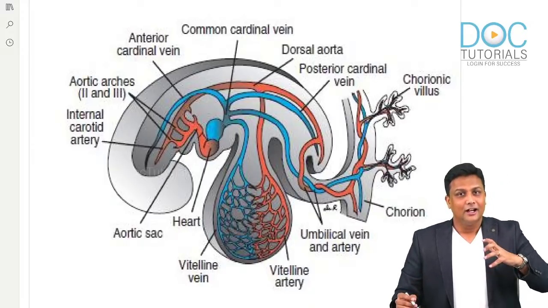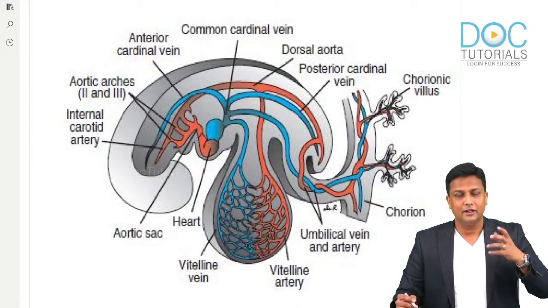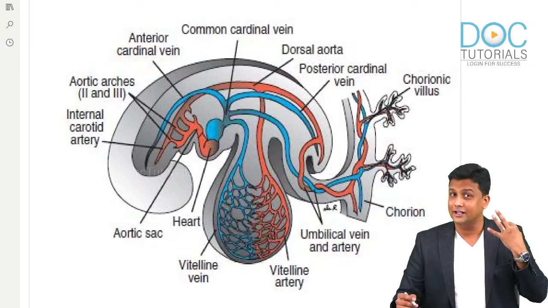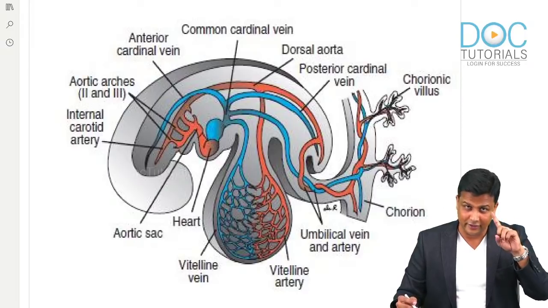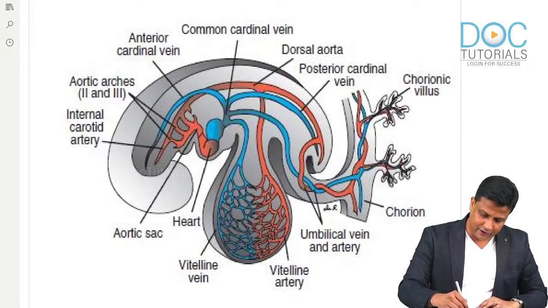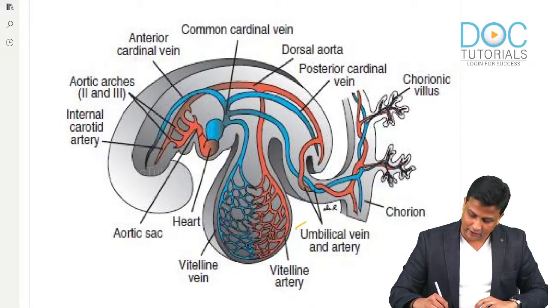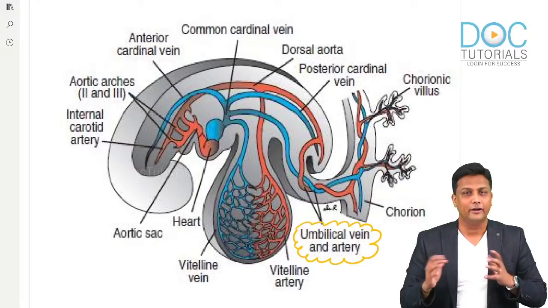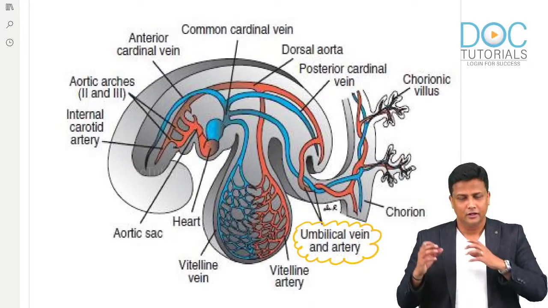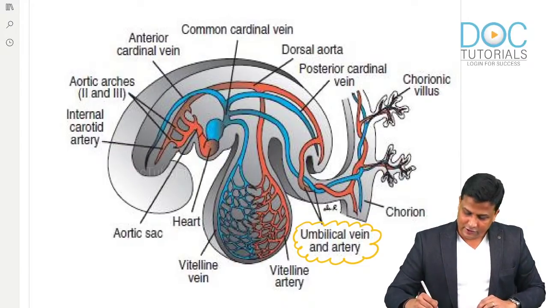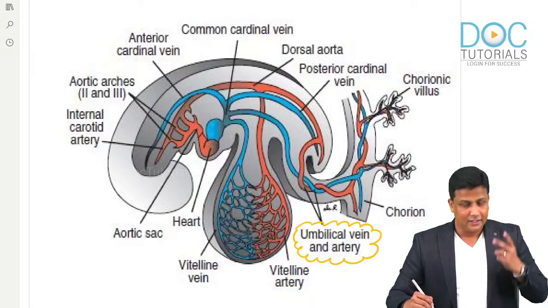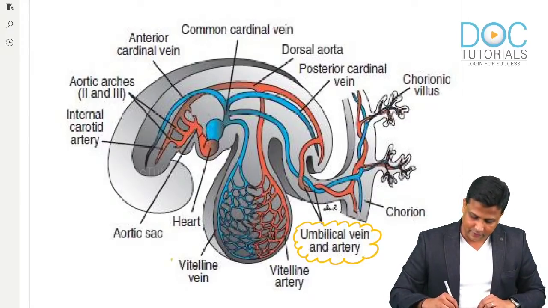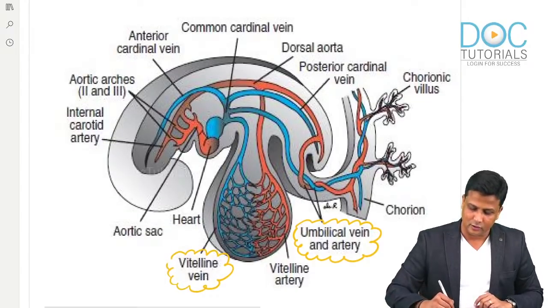Now, during development of the venous system, remember we'll be having 3 sets of veins. Number 1, every student knows about the umbilical vein, which is going to drain the blood from the mother towards the fetus. The second set of vein will be the vitelline vein. In my diagram, you can see very clearly there, the vitelline vein is the one which is going to collect the blood from the yolk sac here.